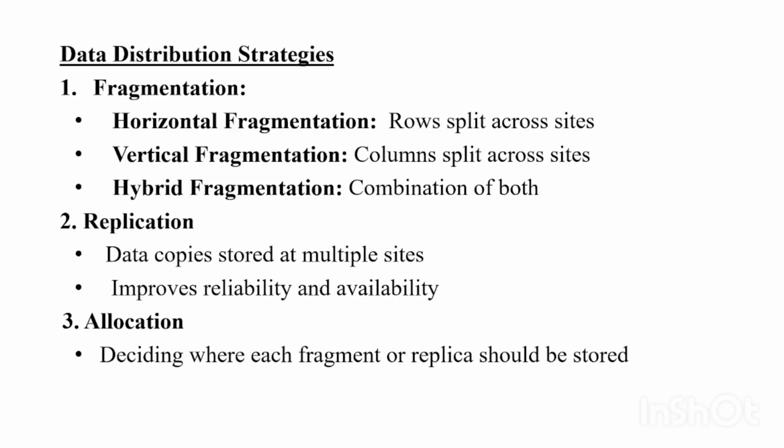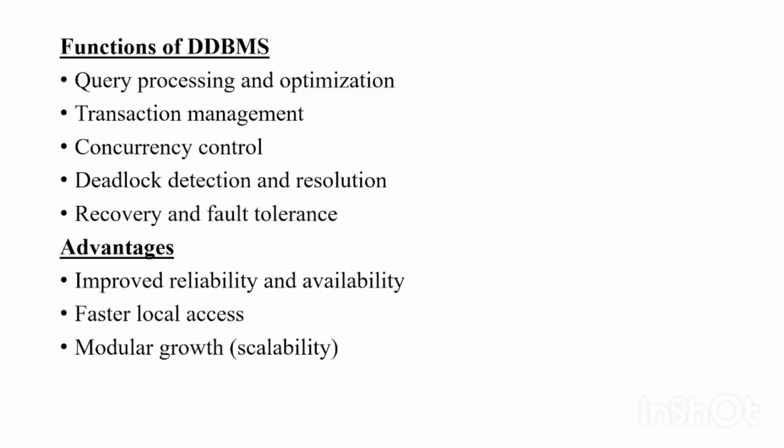And the next one is allocation. Allocation means designing where each fragment or replica should be stored. That is called allocation. The main functions of a distributed database are query processing, which covers how queries are optimized and processed, and transaction management, deadlock and concurrency, recovery and fault tolerance.